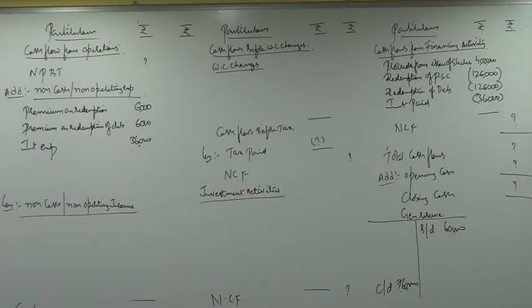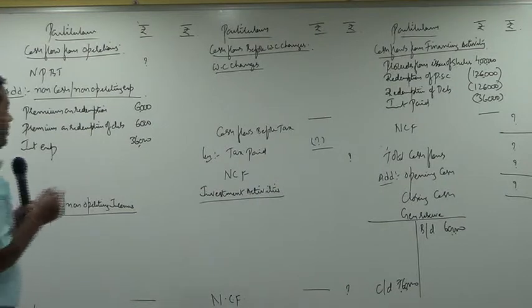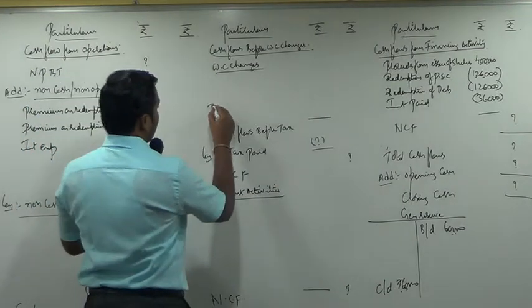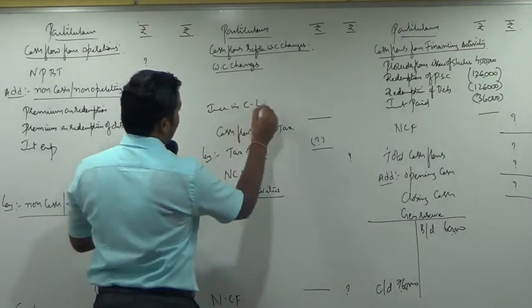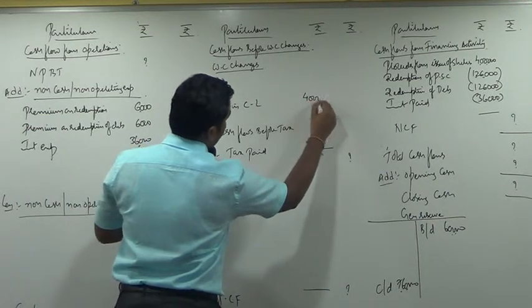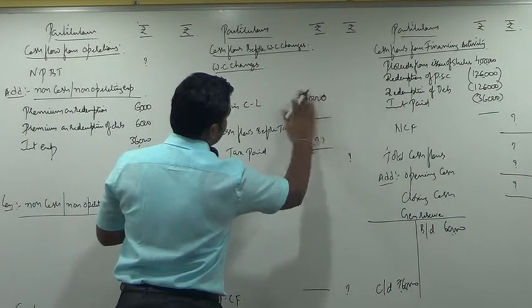Current liabilities, 4,80,000 last year, current year 5,20,000. There is an increase in current liabilities, which is cash inflow. Increase in current liabilities, how much? 40,000 cash inflow.